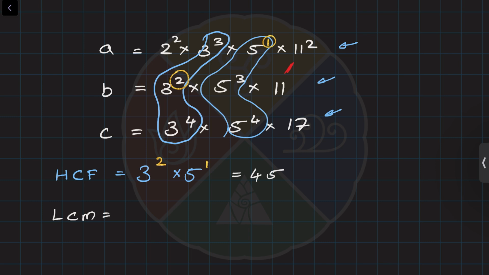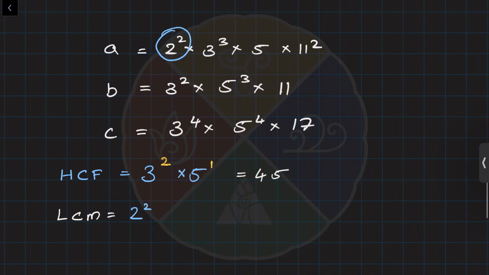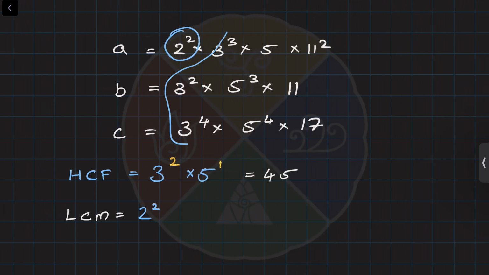Now, similar to this, there is another concept known as LCM. I'm just going to give you that also over here. If you want to find the LCM of these given numbers, what you have to do is take, if something is not common, for example, this 2 square is only available there, just take it as it is. Now, if something is common, for example, this 3 cube, 3 is common, you take that 3 and after that, you take the highest possible power. Here we have 4 as the highest possible power.